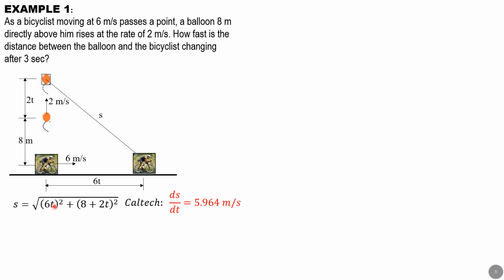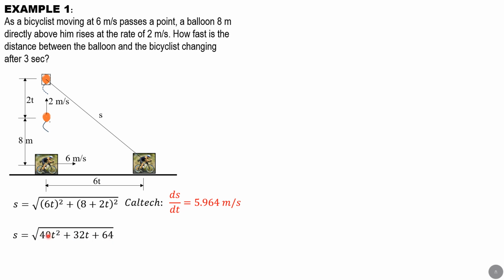So likewise, I also present the traditional solution, which is first we combine like terms. So quantity 6t squared is 36t squared, and we have quantity 2t squared here, so that makes it 40t squared, under the square root, then plus 64, then plus the product of this, which is 32t. So S is the square root of 40t squared plus 32t plus 64.